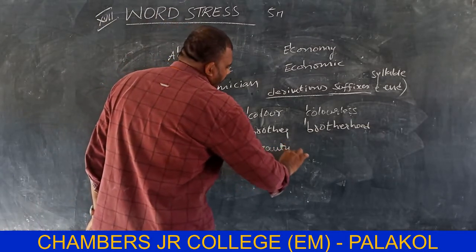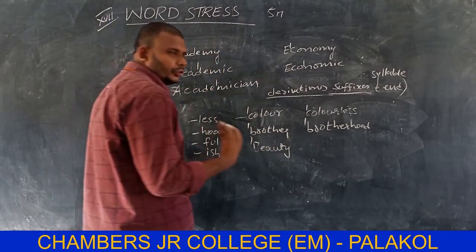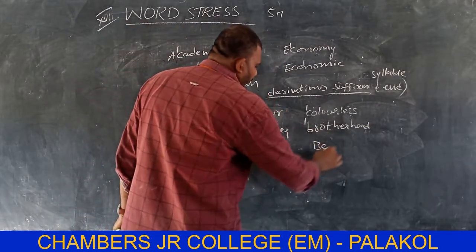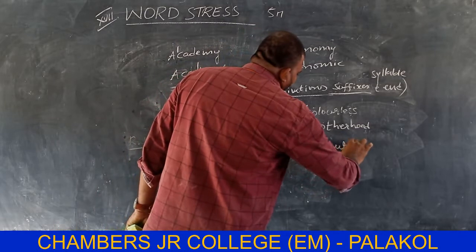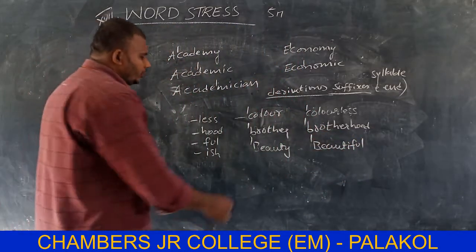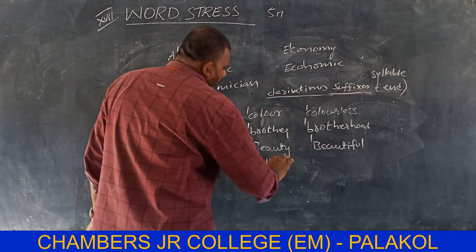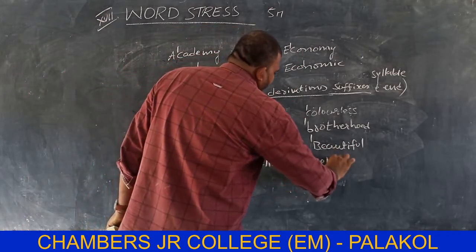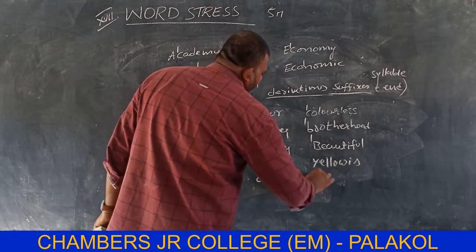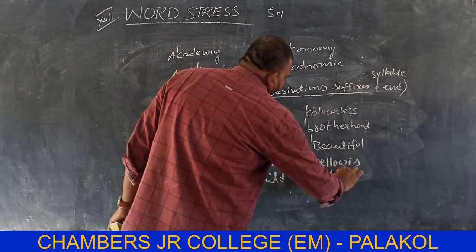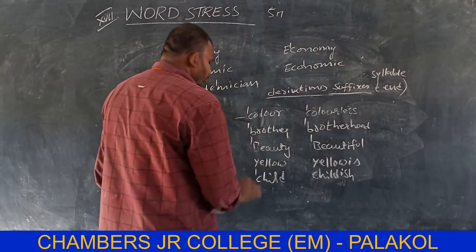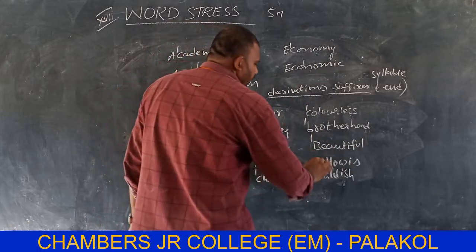Beauty, it's a noun. So we should put the stress on B. And if we add the suffix FUL, got it? Ish, yellow, yellowish, child, childish. And child is a noun, yellow is an adjective, like this.